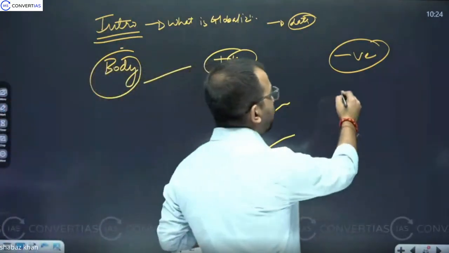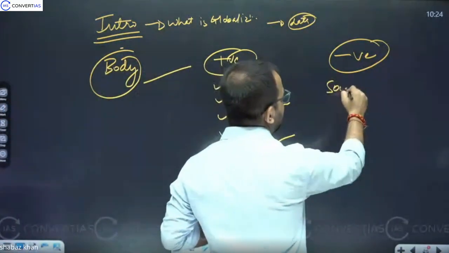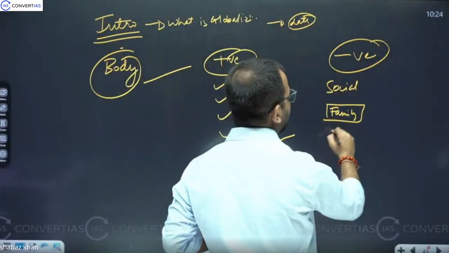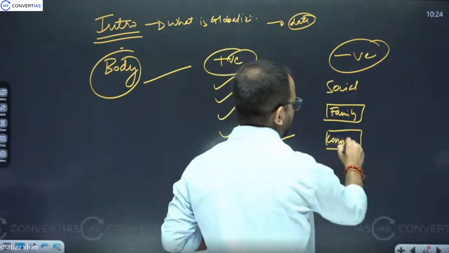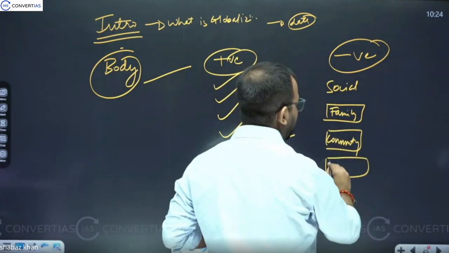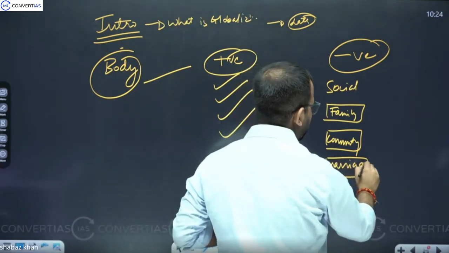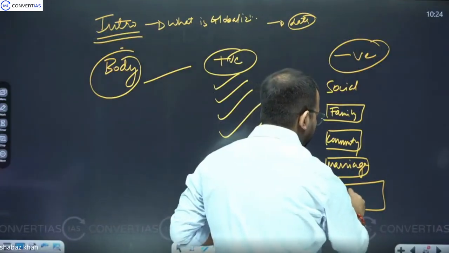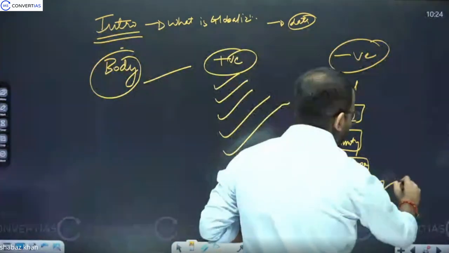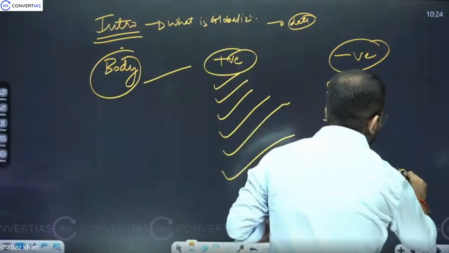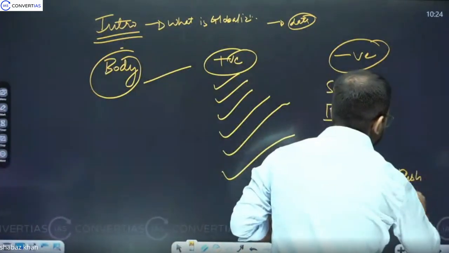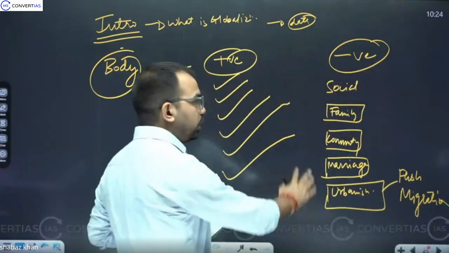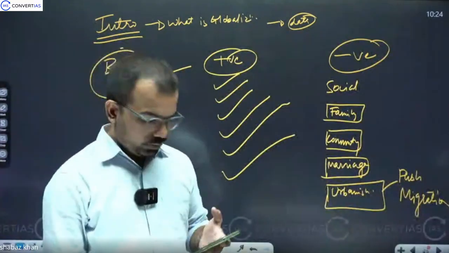In the negative, you can talk about the social challenges. In that, you can talk about their impact on family, institutions, community, marriage, and the impact of rapid urbanization that pushes migration from rural areas. All the negative sides you can write like that.